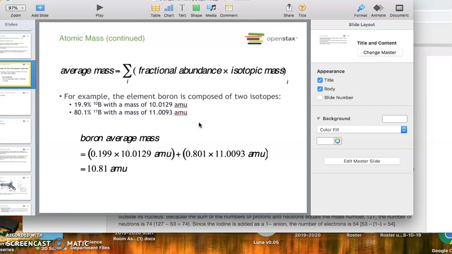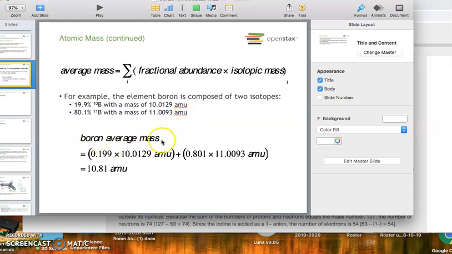So here's an example they have for you. For boron, there are two isotopes there. Boron 10 has a percent abundance of 19.9% and a mass of 10.0129 AMUs. And then boron 11 has a percent abundance of 80.1% and atomic mass of 11.0093 atomic mass units.